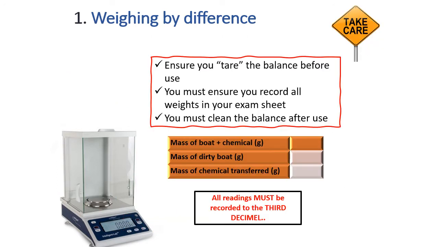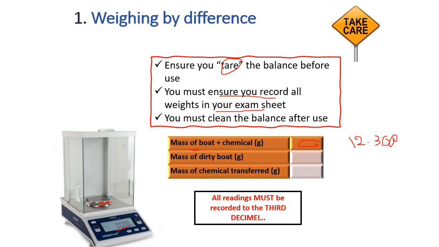It's very important to tare in the first step while you have nothing on your balance, while it's empty, till you get the zeros. And then you have to ensure that you record all your weights in your exam sheet. Your exam sheet will be provided with a table like this. First, you get your boat and you write the boat plus your chemical here. Like the one we wrote here, it was 12.3, for example. And don't forget to write it in 3 decimal places.